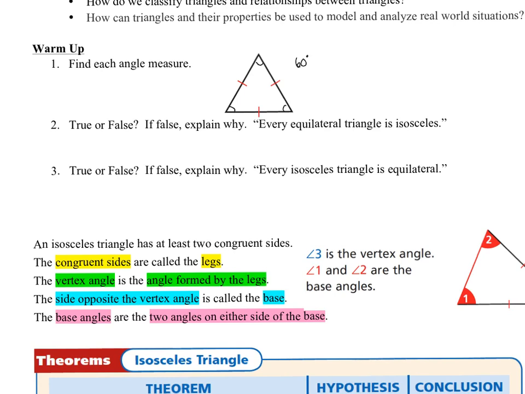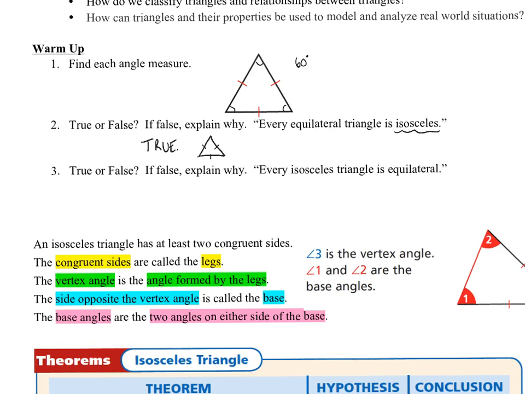Okay, every equilateral triangle is isosceles. Does every equilateral triangle have at least two sides congruent, which is the definition of isosceles? And the answer is yes, so I would say this is true.